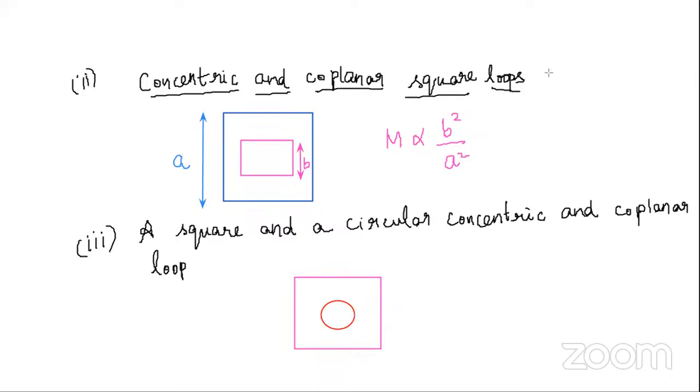The radius of this circular loop, here you see this is the circular loop, and the radius of the circular loop is small letter R. And the side of this square is A. So you see, side of this square is A. So here the mutual inductance is directly proportional to R squared by A.